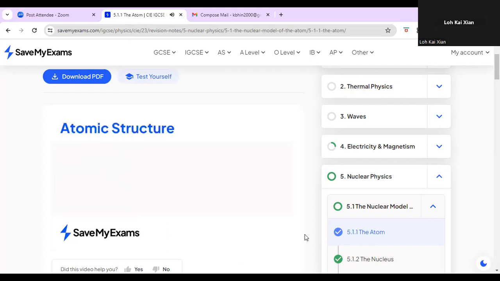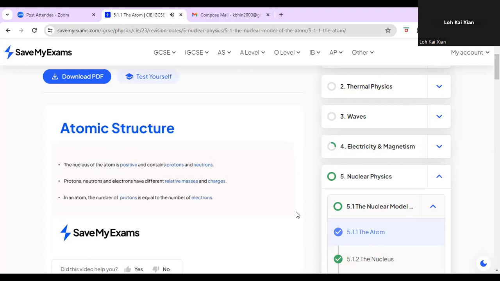In this video today we have covered that the nucleus is positive and contains protons and neutrons. Protons, neutrons, and electrons all have different relative masses and charges. You need to be able to recall these in an exam, apart from the relative mass of an electron, which we can describe as negligible. And finally, in a neutral atom, the number of protons is equal to the number of electrons.